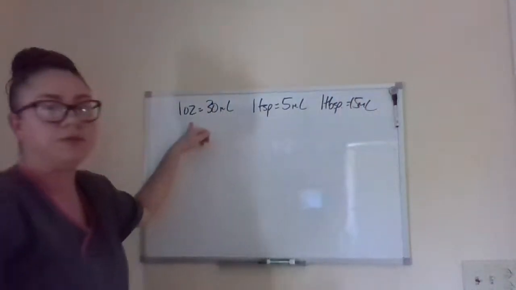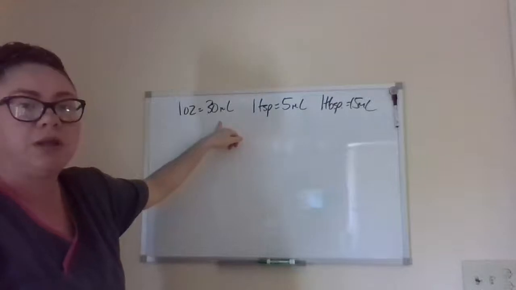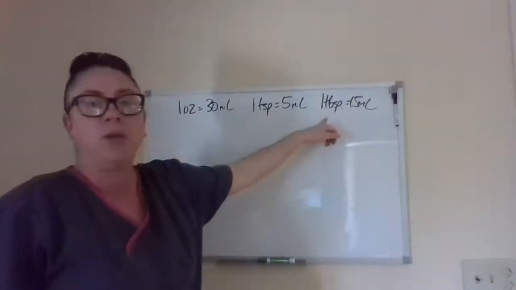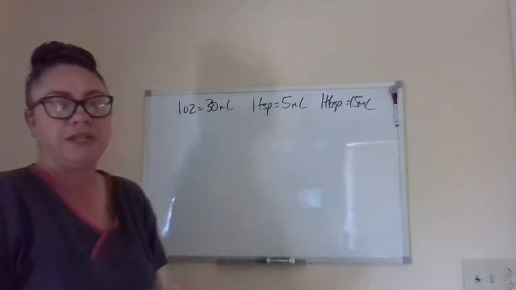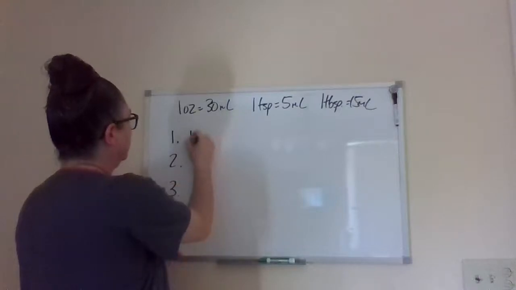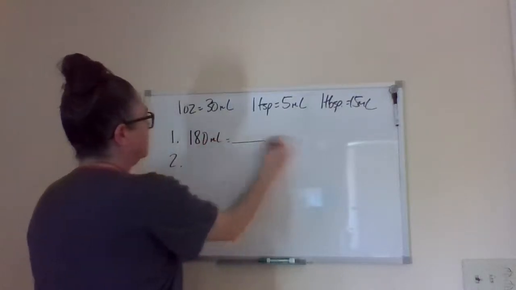A couple different examples. 1 ounce is equivalent to 30 milliliters. 1 teaspoon is equivalent to 5 milliliters, and 1 tablespoon is equivalent to 15 milliliters. So the first couple problems, if we have 180 mLs, how many ounces?